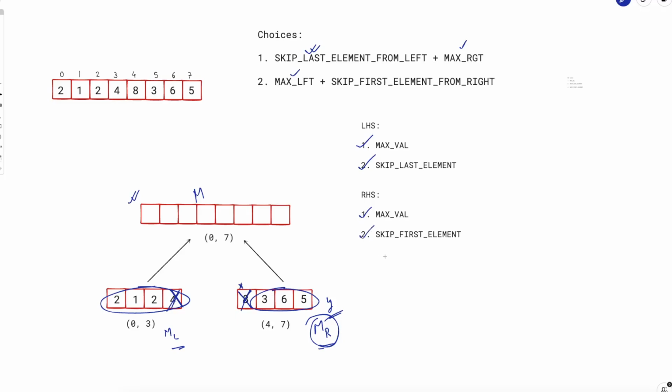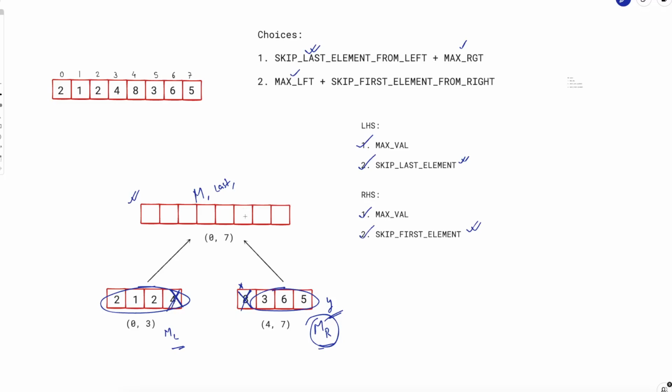skip the first element. Now think about it, these 2 nodes are identical in every sense. That's what we discussed just a while ago. So if we want the value skipping the last element from the LHS, that value we have to compute for this node as well, right? Skipping the last element, what is the maximum subsequence sum. And similarly, we also need to compute the value for the merged array as well.